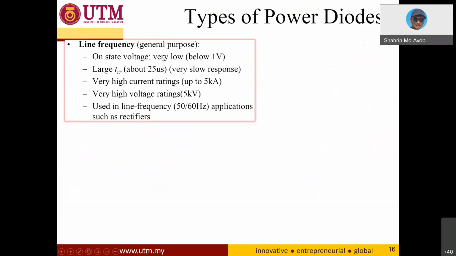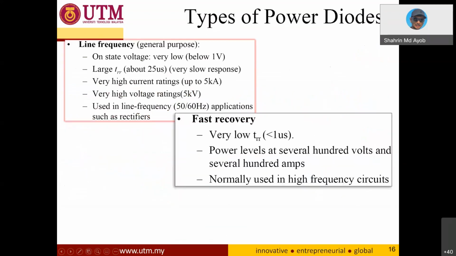So this one is for line frequencies. These are the diodes, and this depends on the application. Some applications require only line frequency. So what is line frequency? It's actually 50 hertz, so the application is for 50 hertz. Usually this one is HVDC.